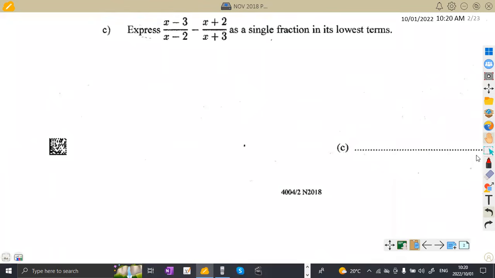Okay, so what we have here, we have to find the LCM or the LCD of the given denominators, which is x minus 2 and x plus 3. So we've got x minus 2, x plus 3. Okay, so let's do the division, guys. Your LCM here, divide by x minus 2. As you can see, x minus 2 will cancel, which means you remain with x plus 3.